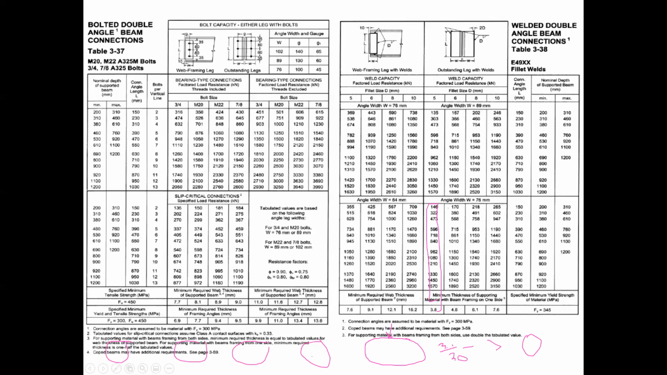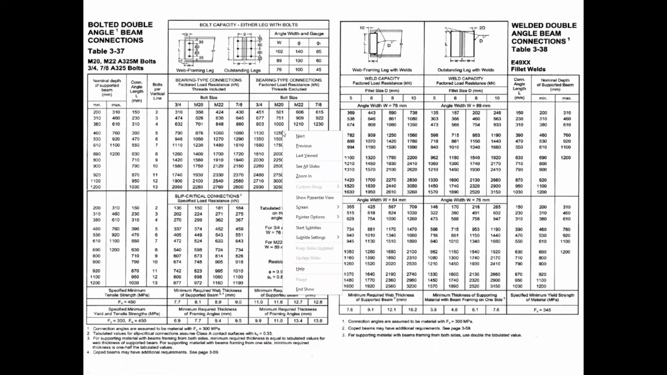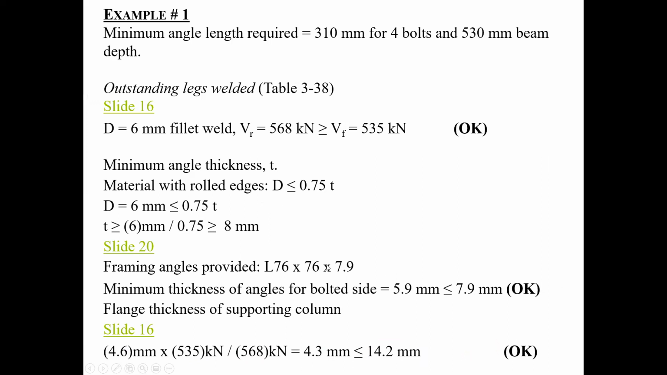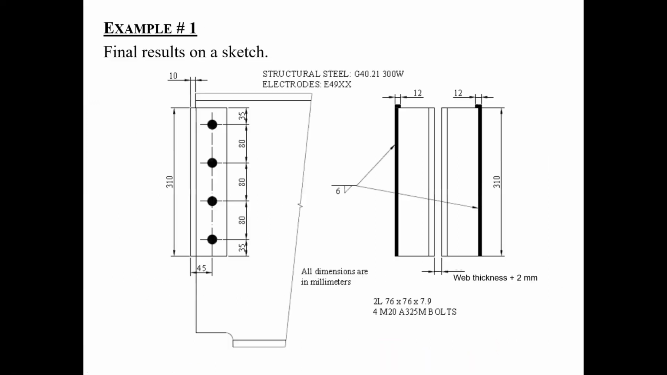Or the other way around, if I have more, then I can actually reduce the thickness that's required to give me the values in the table. And that's what I'm doing. Now that that's done, of course, what you need to do is show everything on a sketch, okay?